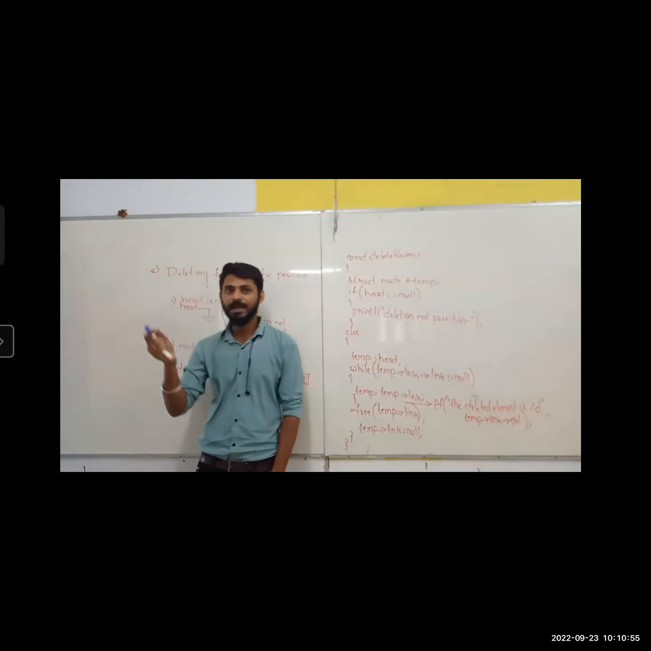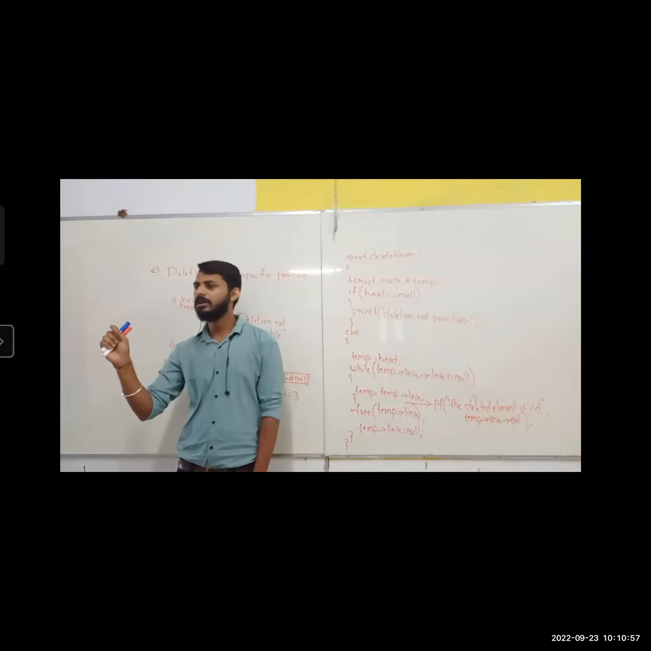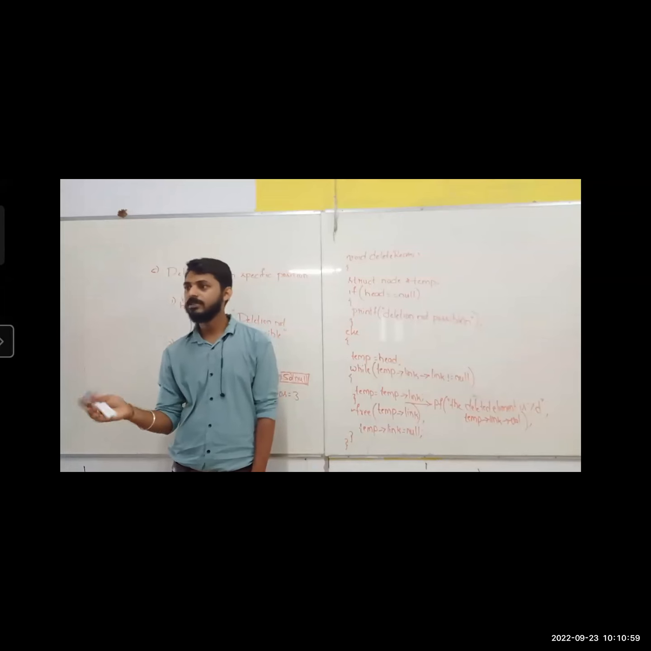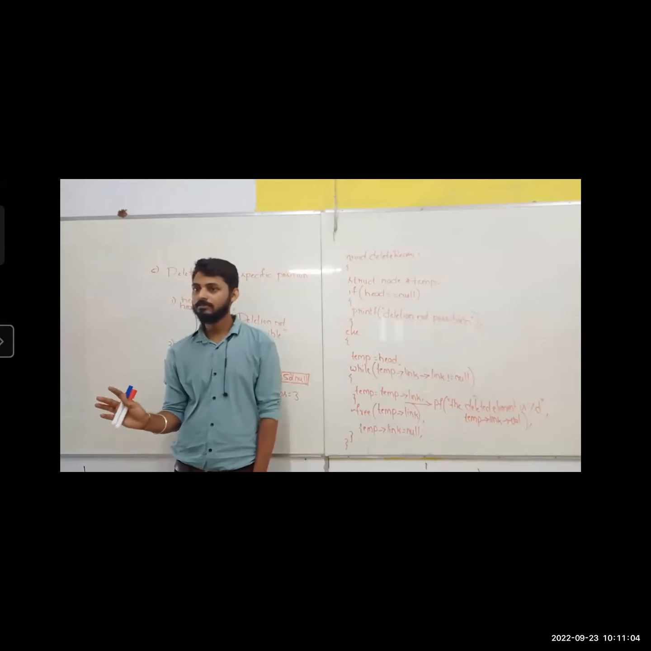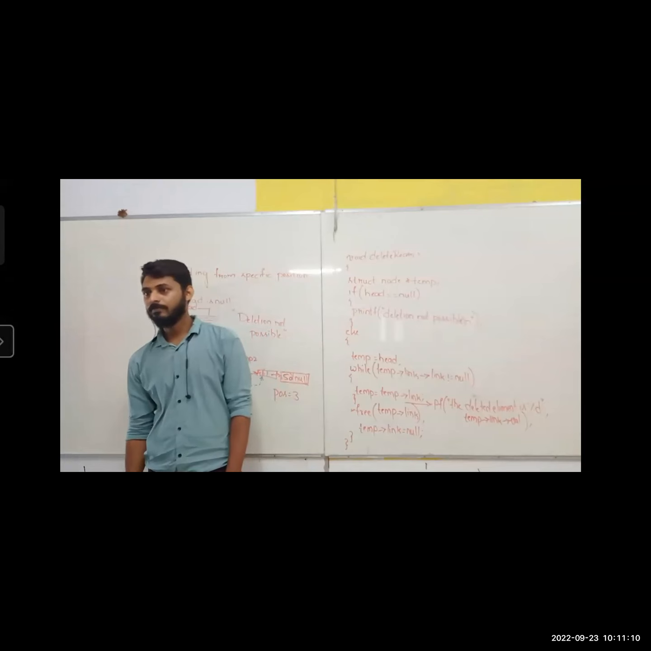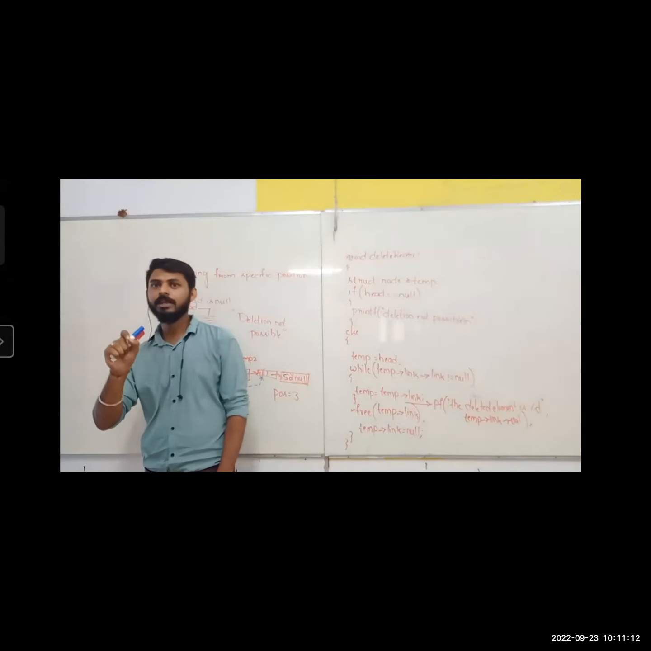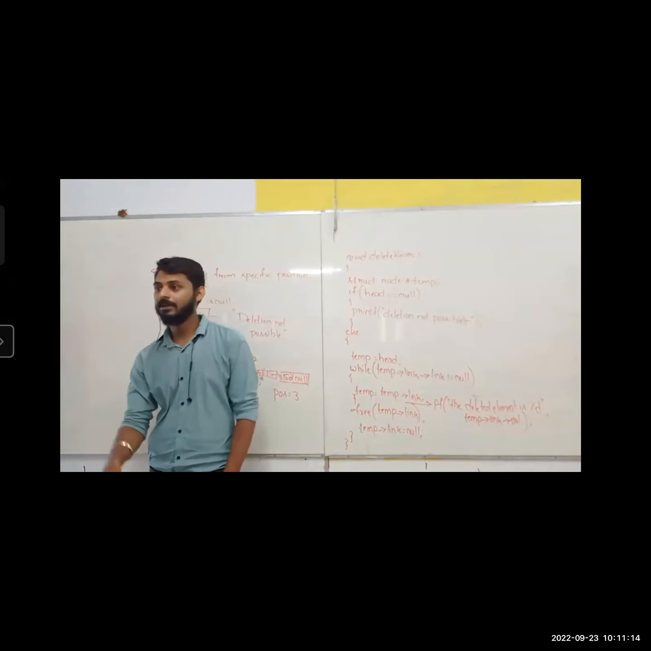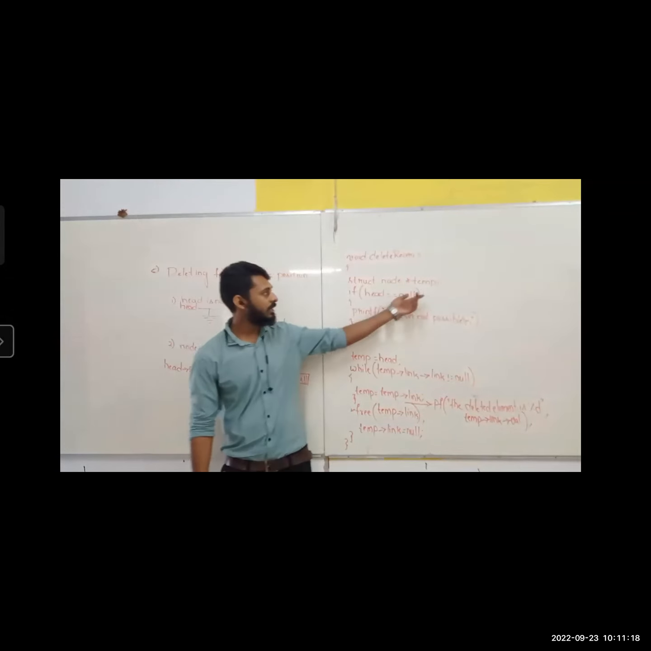Delete directly. Print one statement: the value that got deleted is, which one? Temp 2's value. How will I print the value? I'm asking you, if I print temp 2, will I get the value? If I directly write printf of temp 2, what will I get? I'll get the address. I have told you what exactly temp 2 is storing.